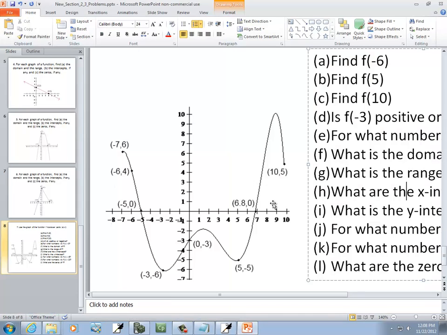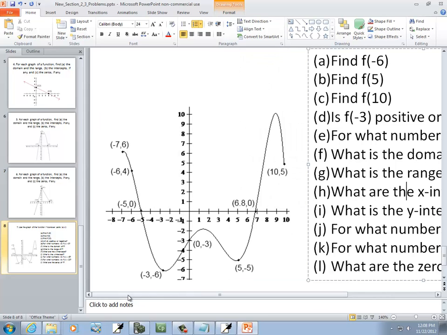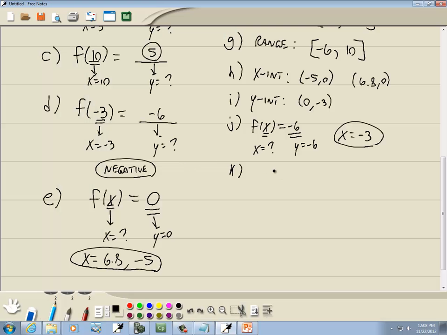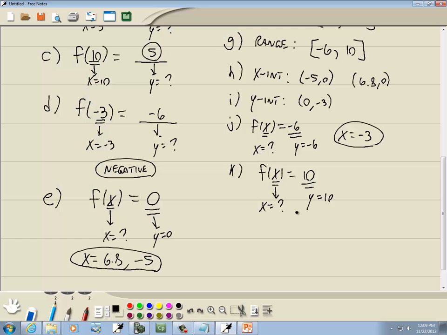Now K, I think, was f of 10. Or no, f of x is equal to 10. So here they're telling us the y part. They're telling us y is 10, and they're wanting what x is. Well, if I come up here to y is equal to 10, if I come over here, this is my point. And going down, as close as I can tell, it looks like 9. So x is equal to 9.